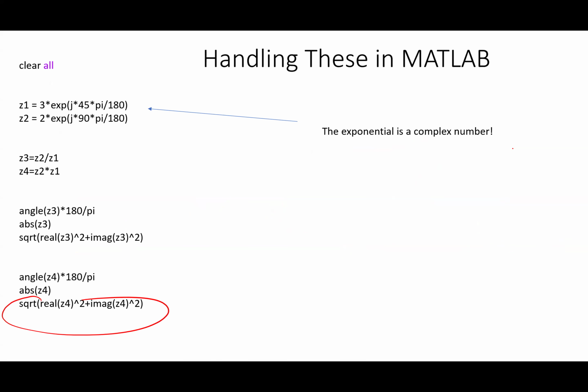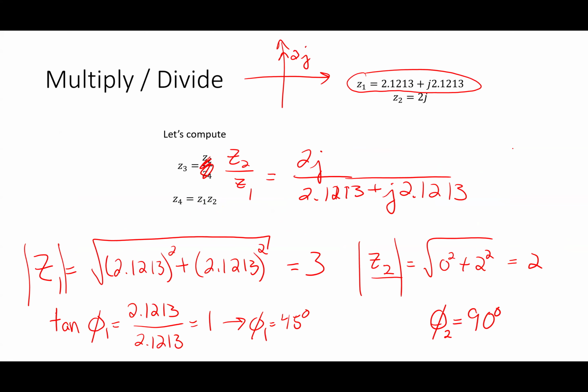Where I ended up with the other day is, so I used this example. What if I had these two numbers here? Z1 was 2.1213 plus j 2.1213, and Z2 was equal to 2j. What I went through last time was I calculated that Z1 was equal to 3 angle 45 degrees, and 2j was equal to 2 angle 90 degrees. That was where I ended up.